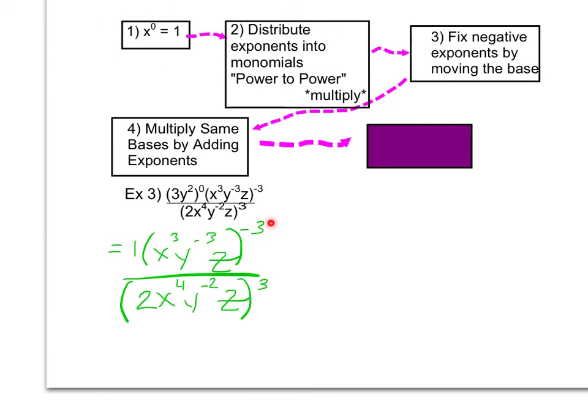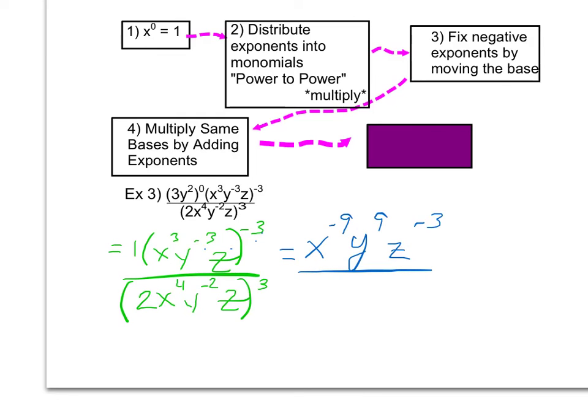Step 2, I'm going to distribute. So I'm going to distribute the negative 3 into everything, and I'm going to distribute the positive 3 into everything. Notice this times 1 isn't necessary, so I'm going to lose it. When I distribute, I lose my parentheses. So I'm going to get x to the power says multiply. Positive 3 times negative 3 is negative 9. Y to the negative 3 times negative 3 is positive 9. Z, 1 times negative 3 is z to the negative 3.